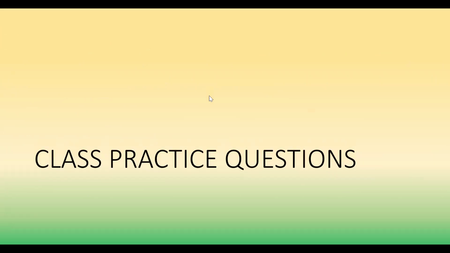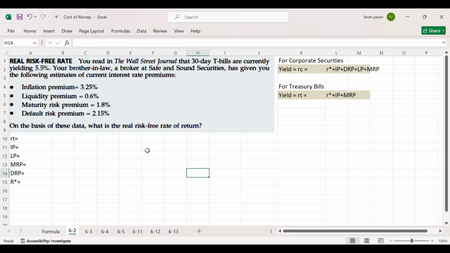So we will discuss some problems from chapter 6, and the book is Fundamentals of Financial Management by Brigham and Houston. Here is the problem. This problem is 6-2, and we have already discussed that we have two types of yield or return. One is for corporate securities, denoted by r_c. r stands for return, or the rate of interest or the yield, and c is for corporate bonds.